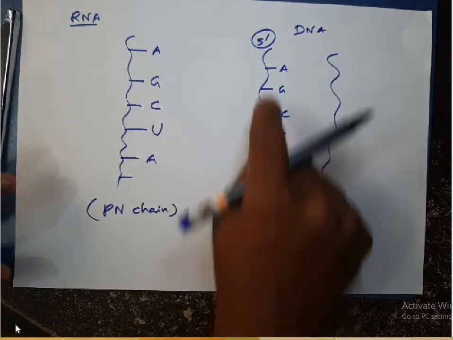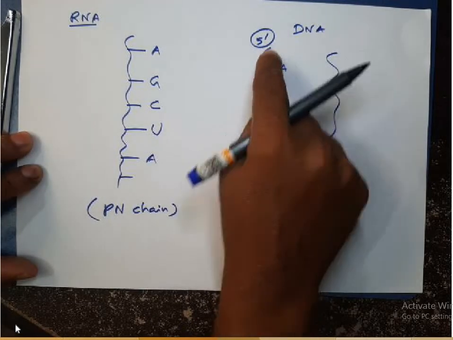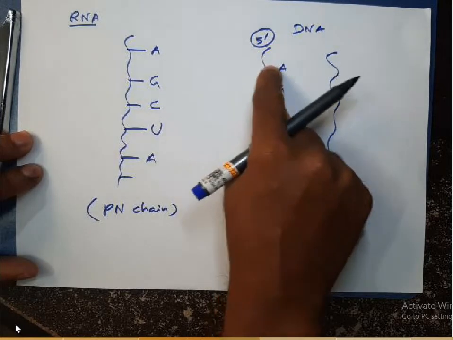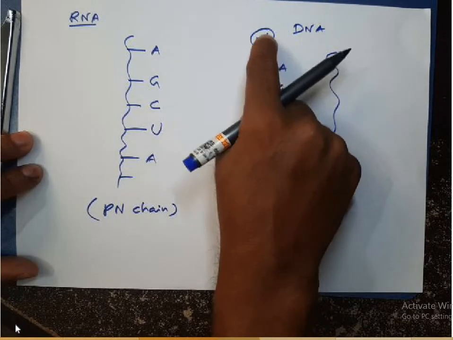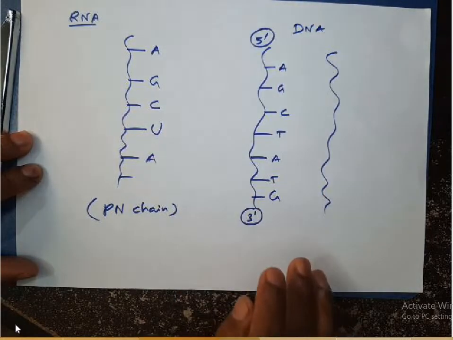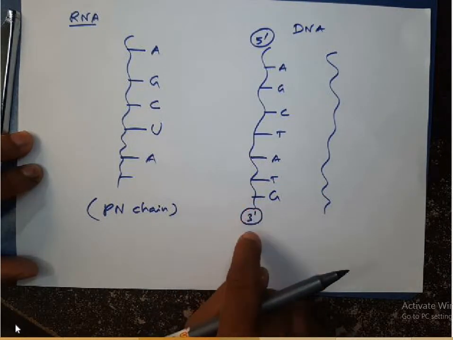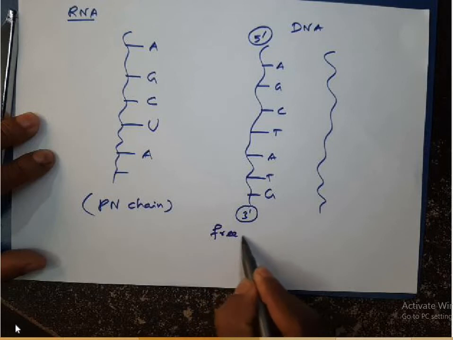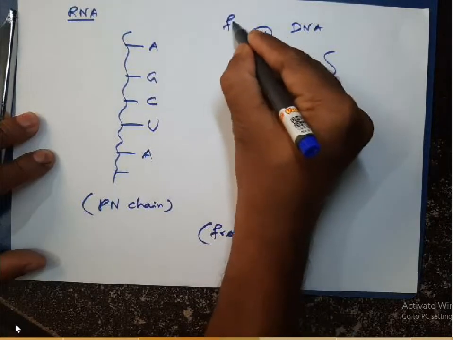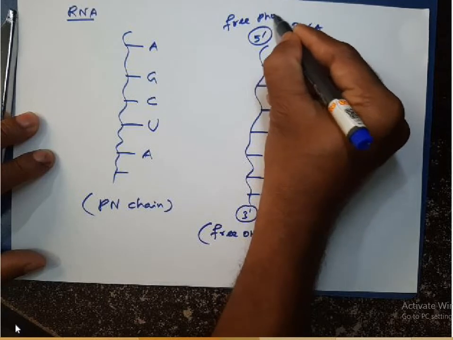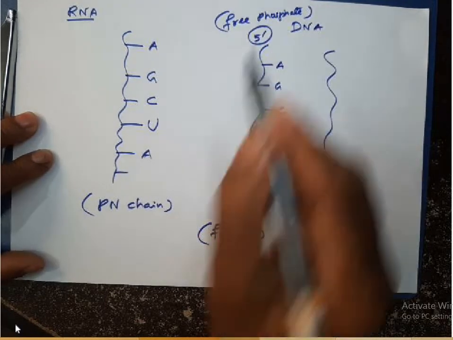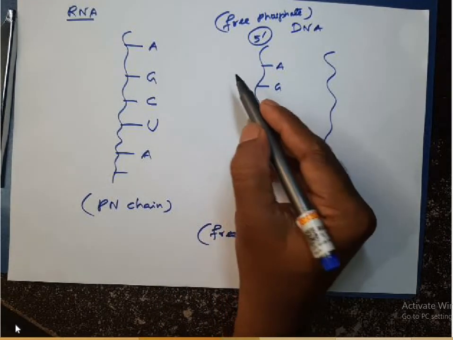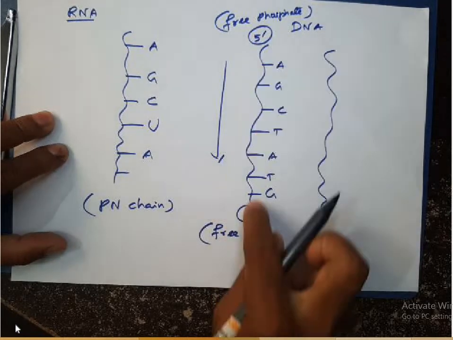So normally we represent a polynucleotide chain like this: 5' at one end, 3' at another end. What is the meaning? 5' means this terminal nucleotide has a free phosphate group at the 5' position. This terminal nucleotide has a free OH group at the 3' position. So here we have a free OH group, and here we have a free phosphate unit. Students, observe this carefully. Always we read nucleic acid from 5' to 3'.